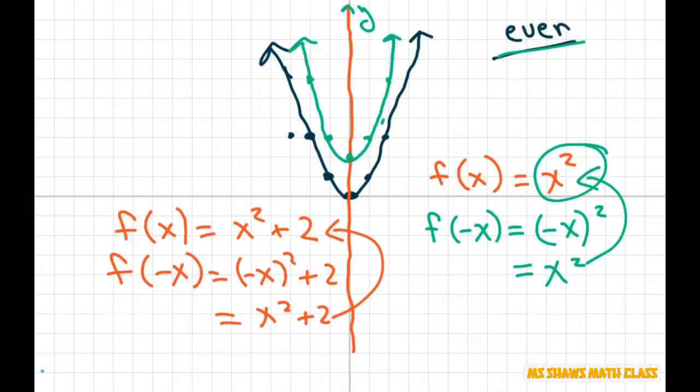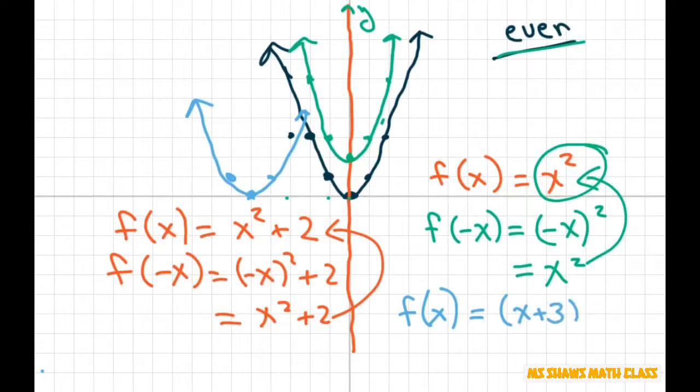If I shift it to the left by 5, 1, 2, 3, 4, 5, and I'll use blue. If I shift it this way, this is not going to be even. So basically, this is f of x equals x plus 3 squared. You put in a negative, and you won't get the same thing. You can just tell by the graph it's not symmetric. All right.